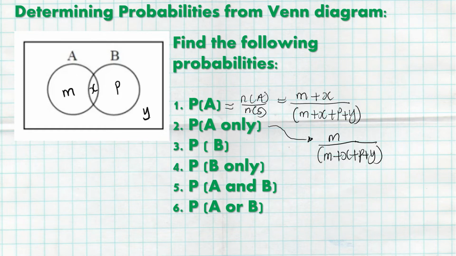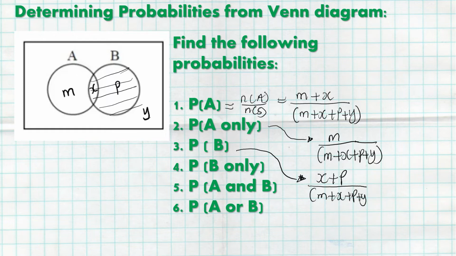Okay, let's now go and calculate the probability of B. With probability of B, it's all the outcomes that lie in our event B. This will be X plus P over the total number of sample space, which is M plus X plus P plus Y. Okay, hopefully you got that correct.